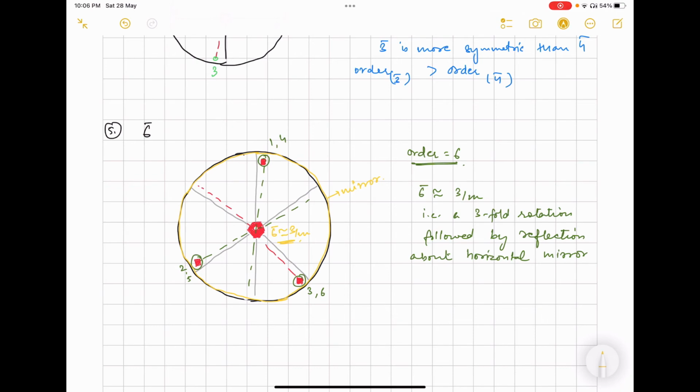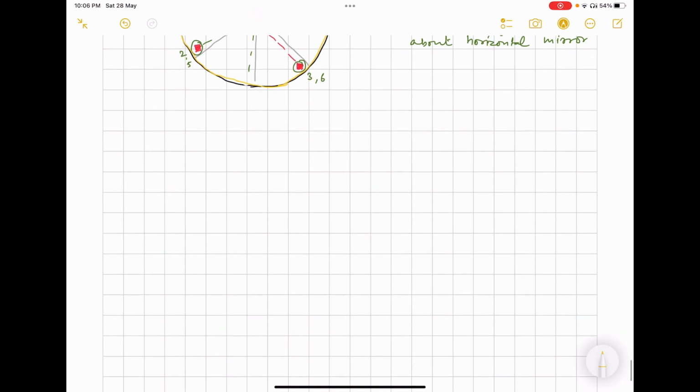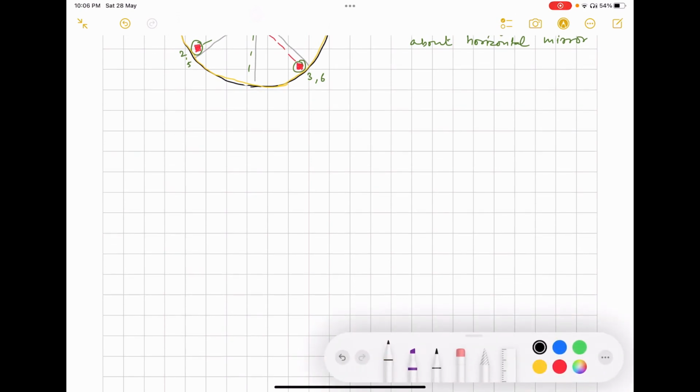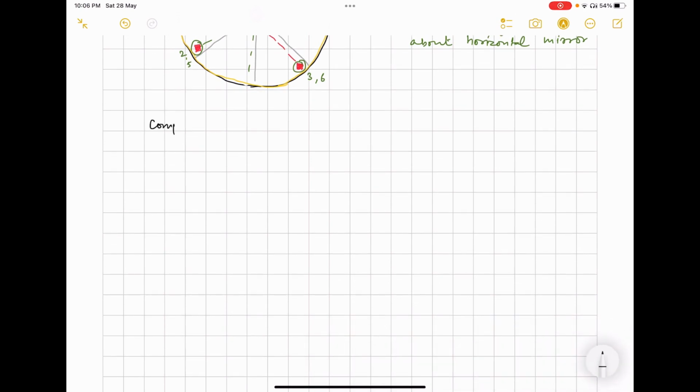Okay. Now let us move to the compound operators that have translations involved in them. Compound operators that have involvement of translational symmetry.